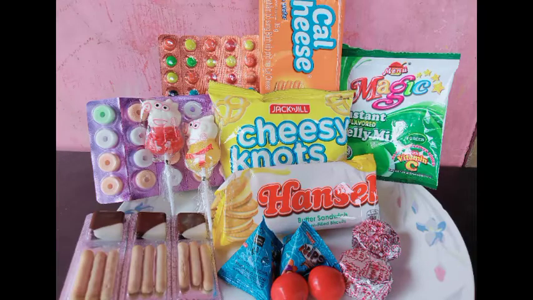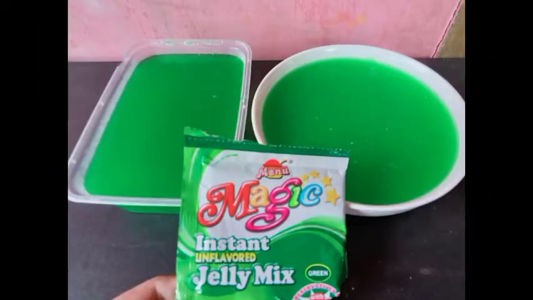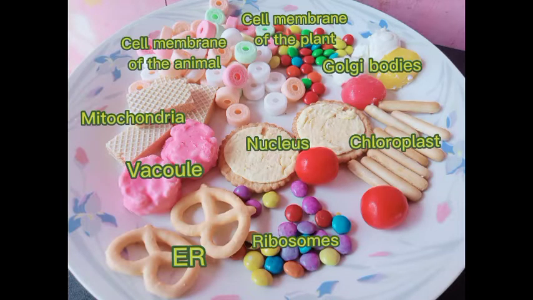I decided to use this kind of biscuits and candies. I use jelly for the plant and animal cell cytoplasm. So these are the other parts of the cells.